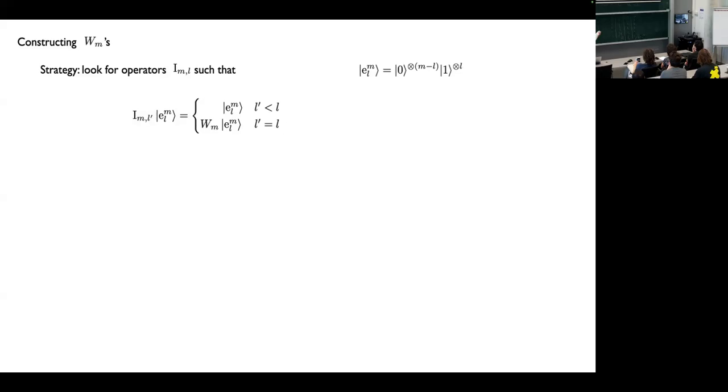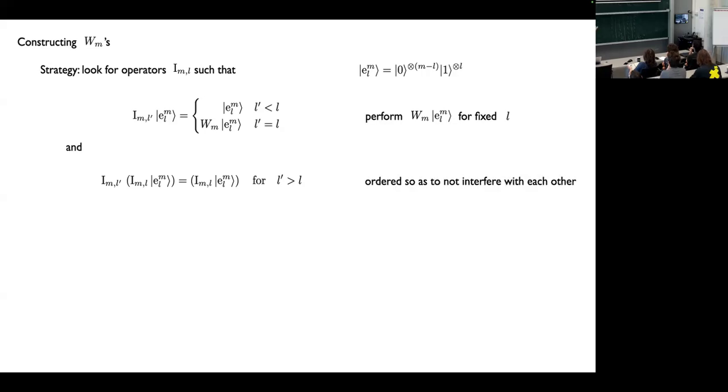I remind you that the reference state is this simple product state, which has the right number of ones and zeros as my Dicke state. So the point is that these operators should perform the job of W for a fixed value of L. That's what these operators do. And furthermore, if I act when L prime is bigger than L, it shouldn't do anything to this because this guy here is already what I want. So if I act again with another I, it shouldn't disturb it. So in other words, I'm going to order these I operators so that they don't interfere with each other.